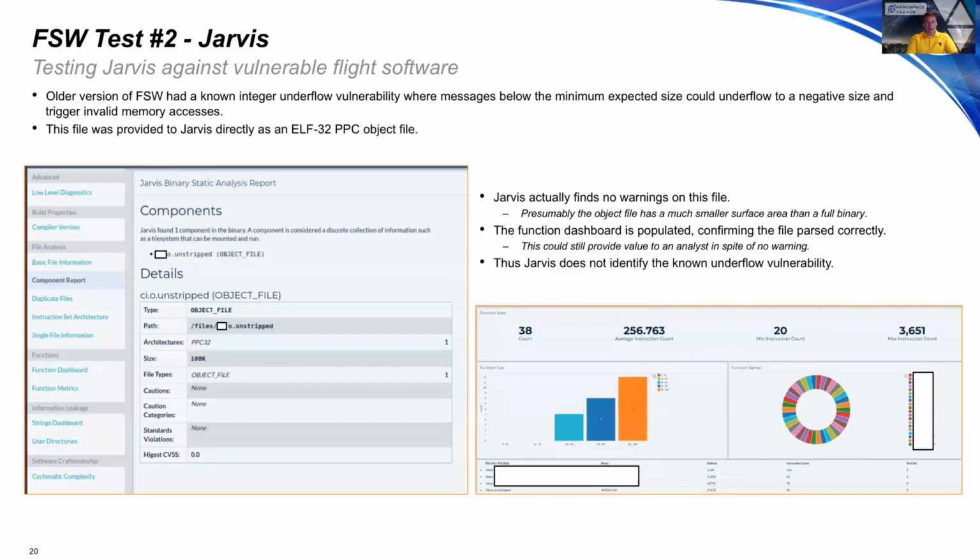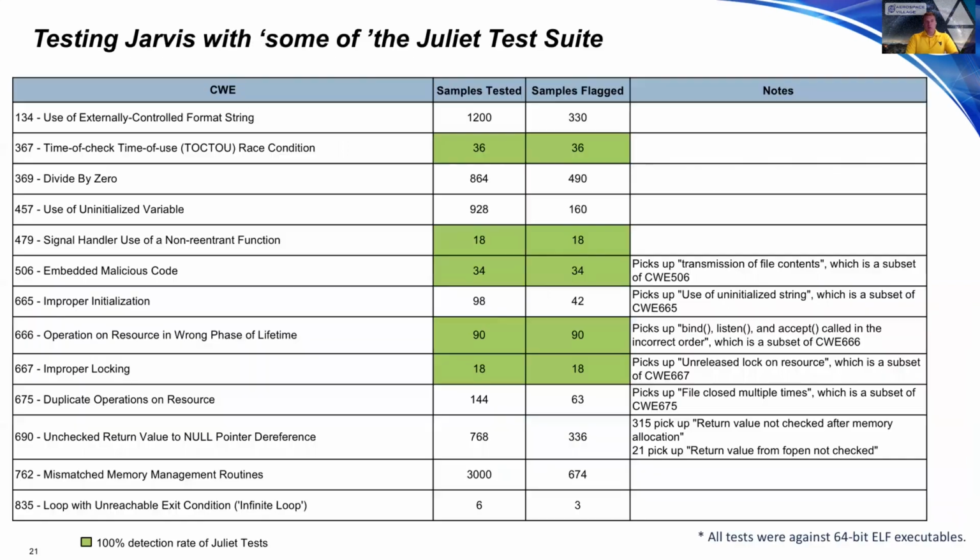We also had a flight software image from an old version that had an underflow vulnerability in it. We were seeing if we could find the underflow vulnerability, and it did not find that either. So we found a couple of backdoors, and we didn't find a few things we were hoping we would find. So we wanted to run some more tests, maybe against something of the more known knowns, and that's what we did.